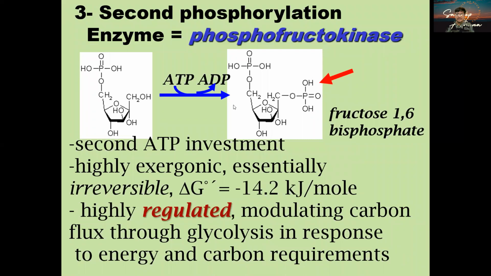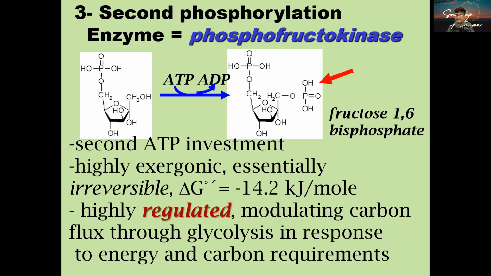Now the third step, where the enzyme phosphofructokinase will come into the picture. One more phosphate group is going to be added. This is the second ATP investment. So fructose 6-phosphate will be converted into fructose 1,6-bisphosphate. Here again, this process is essentially irreversible. Let me remind you, wherever we see irreversible reactions, those steps are very important for regulation.